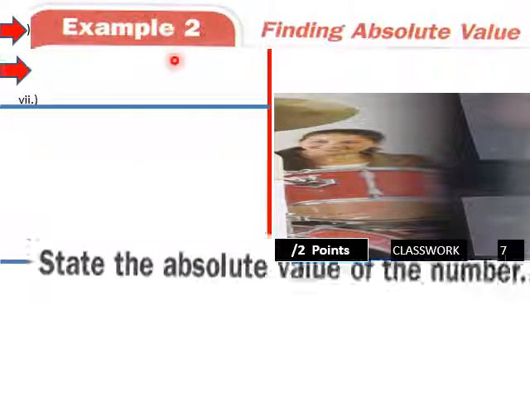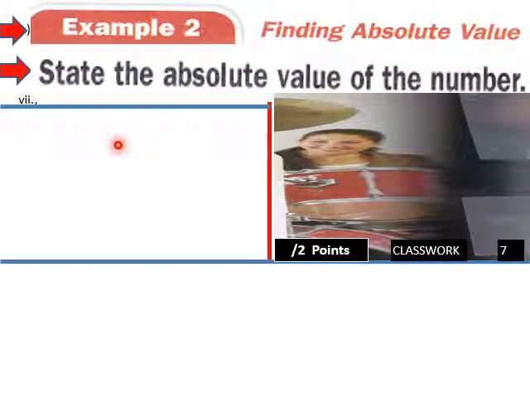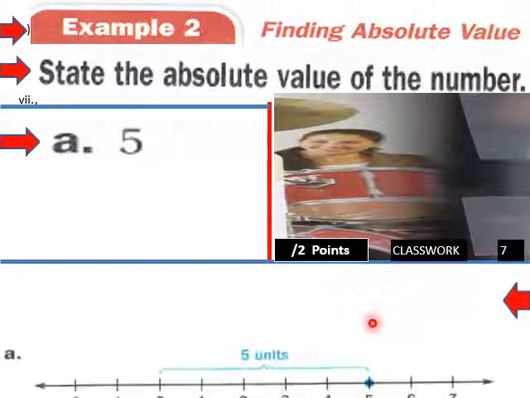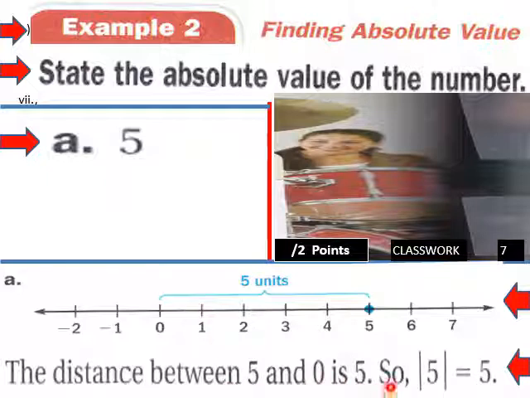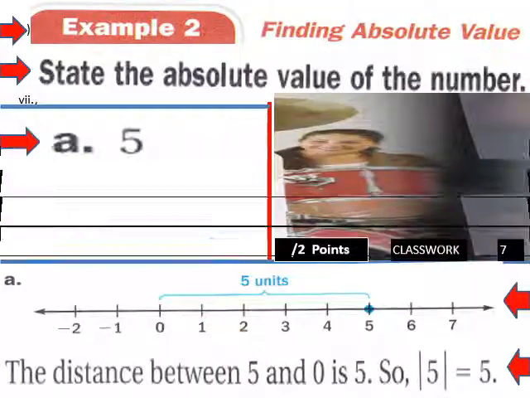Well, let's do example 2, finding absolute value. So A is 5. What's the absolute value of A? So we go from 0 to 5, which is 5 units. So the absolute value of positive 5 would be 5, wouldn't it? State the absolute value of the number. So the absolute value of 5, these are your absolute value bars here. The distance between 5 and 0 is 5, so the absolute value of 5 will be 5. It's 5 units from the origin.